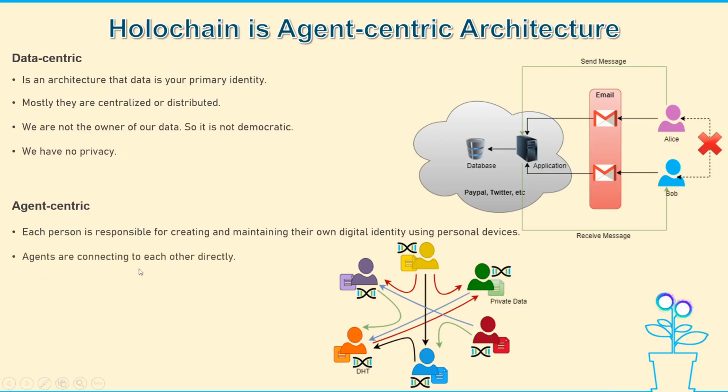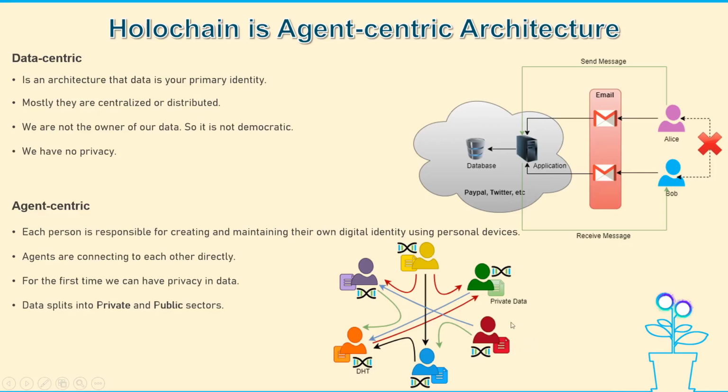Agents are connecting to each other directly. Two agents or users can easily communicate with each other directly without any need for any third party sitting in the middle, listening and collecting our private data. For the first time, we have real privacy in terms of data. That means data splits into private and public sectors. Private data is the data that never leaves your devices. It is yours and you are responsible to maintain it.